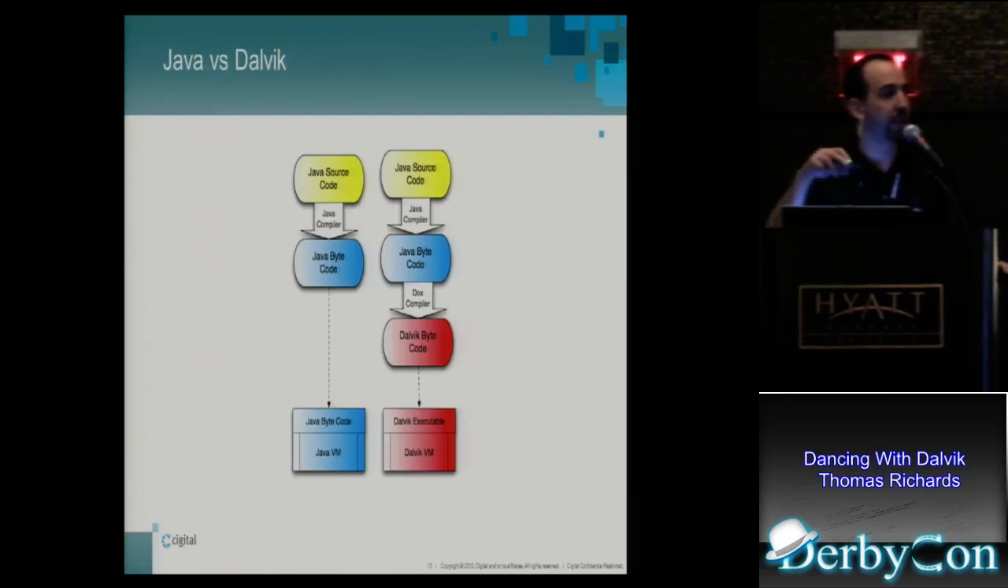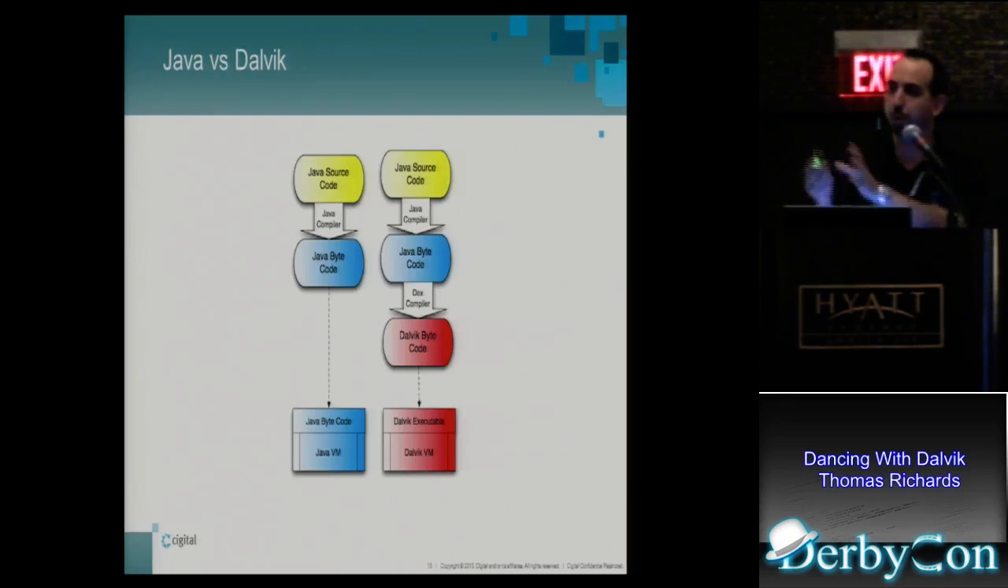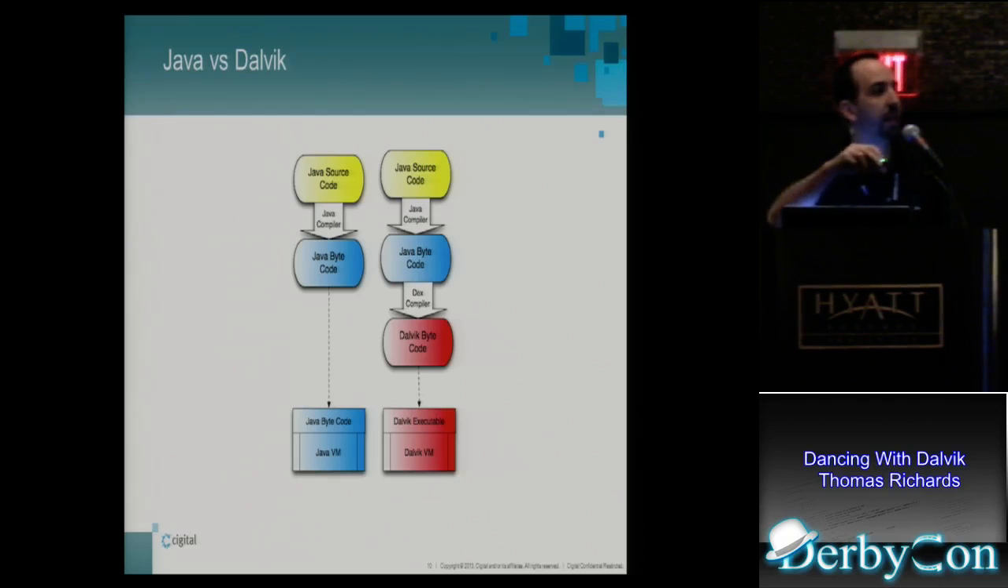Here's a quick little diagram that shows the differences between what happens when you compile Java for normal Java VMs and when you compile Java for a Dalvik VM. And there's the middle step I was talking about, where it takes the Java bytecode and converts it to DEX, and then it gets packaged up.